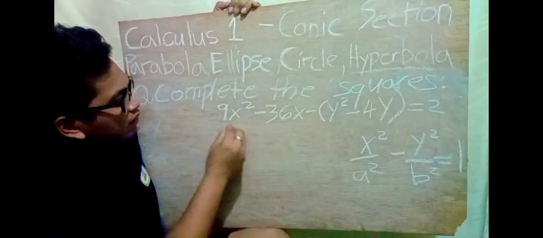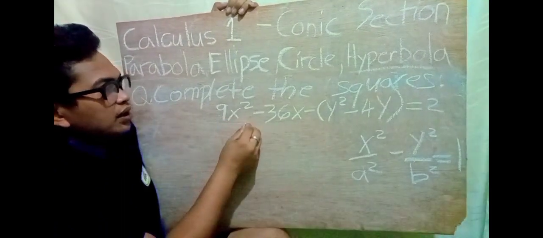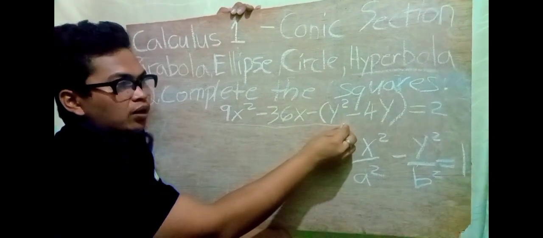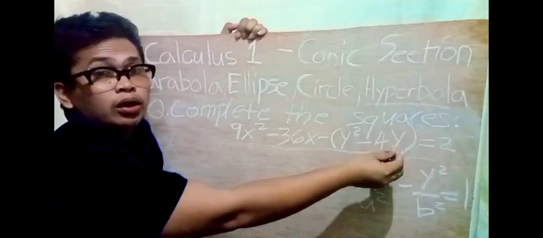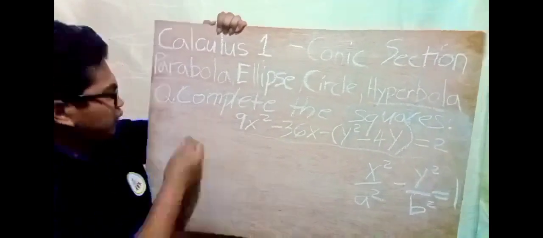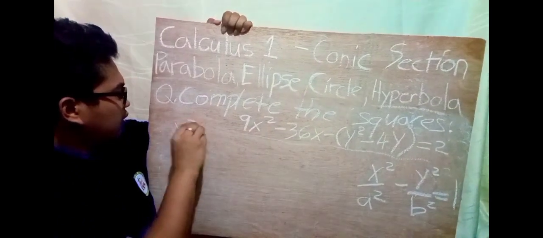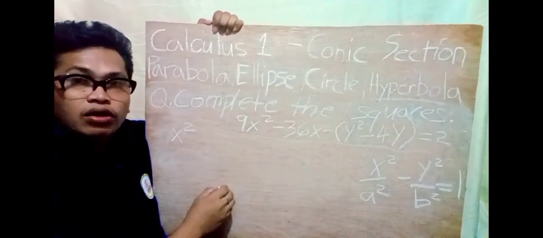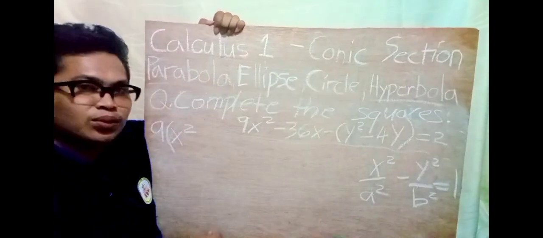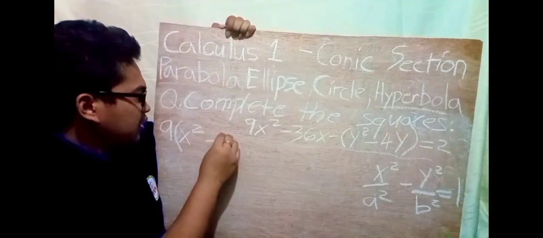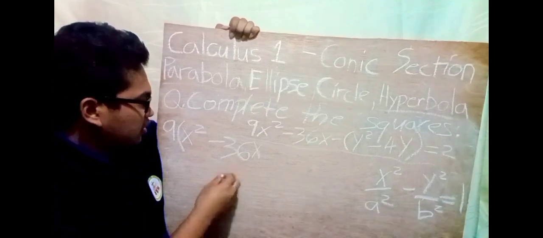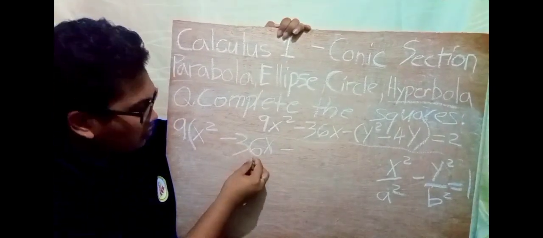So I have this equation: 9x squared minus 36x minus y squared minus 4y equals 2. How do we complete the square for each of them? First, we put the x squared terms together. But remember, there is a 9, so we need to factor it out. Then we put the 36 here.